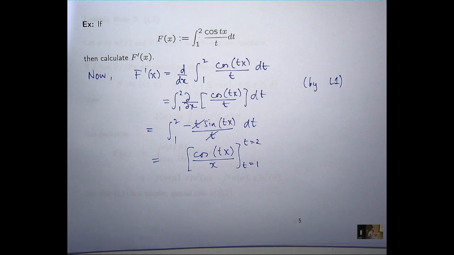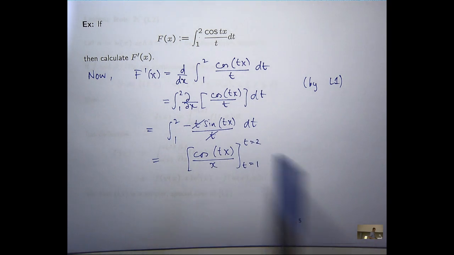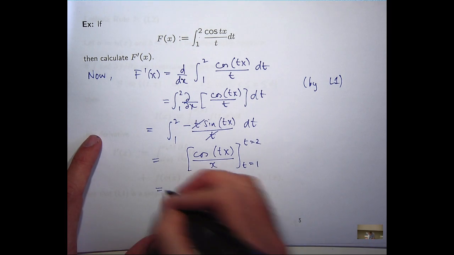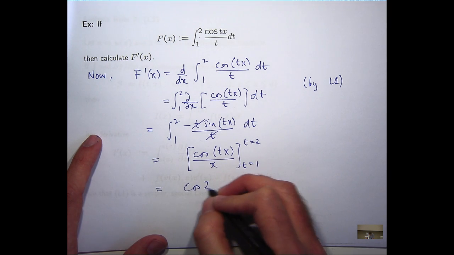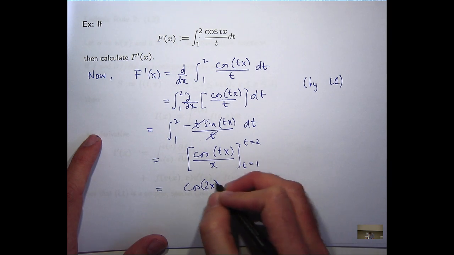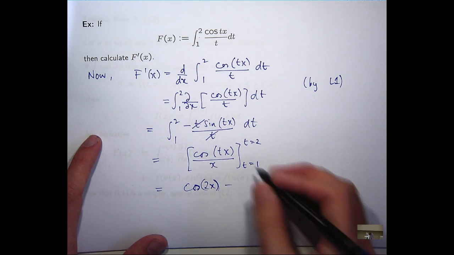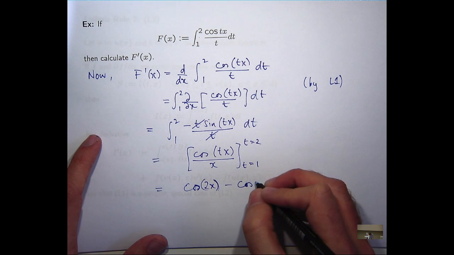So let's just plug in for t equals 2 and t equals 1 in the usual way. So that I'll get cos 2x, I'll put it in brackets just for completeness, and cos 1x.